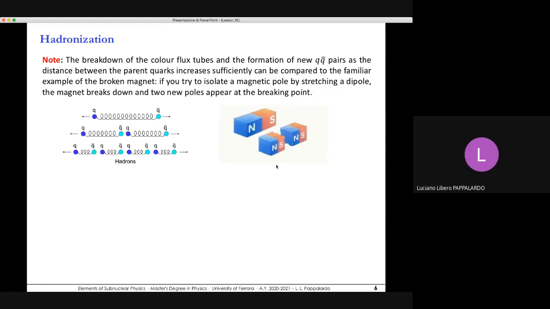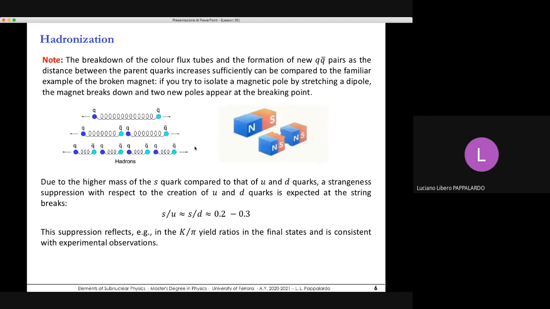Now, the breakdown of the color flux and the formation of a new quark-antiquark pair as the distance between them increases sufficiently can be compared with the familiar example of the broken magnet. Okay, you know, when you have a magnet with the north and south pole, you want to break it or you stretch it, at the end you get two small magnets, okay? And so this is essentially equivalent to what we get here when each time a string breaks into a pair of new strings.